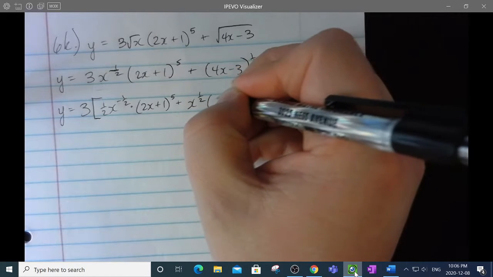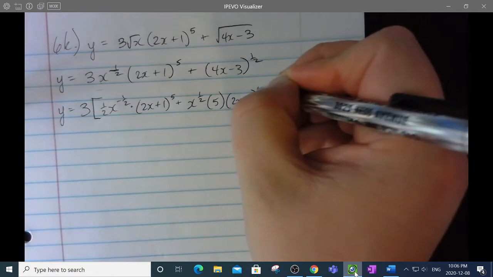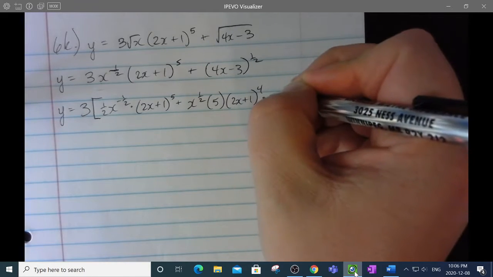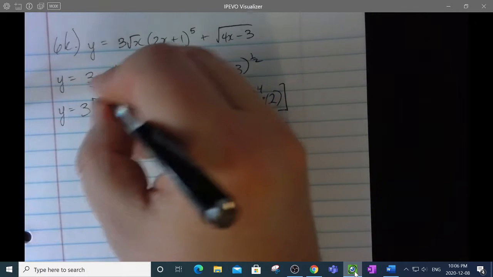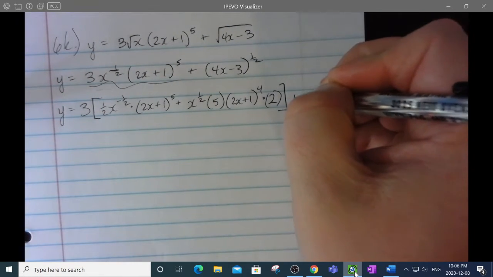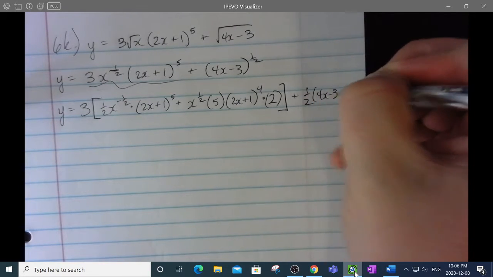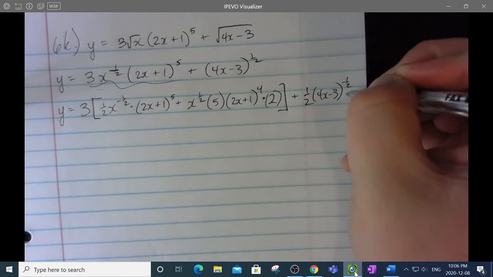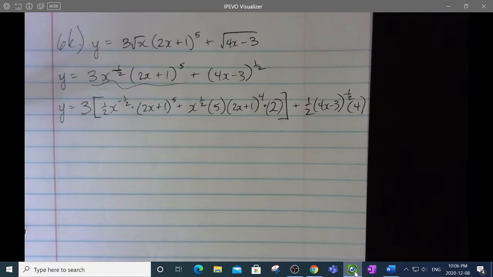Here's where I need my chain rule. I'm going to need a 5. I'm going to need a 2x plus 1 to the 4, and then the derivative of what's inside there, which is a 2. There. I think we just did the derivative for that. Then for this part, it's another chain rule. So it's a 1/2 times what's in the bracket minus 1 from the power and times by what's inside of it. Good thing I moved over. That took a lot of room.